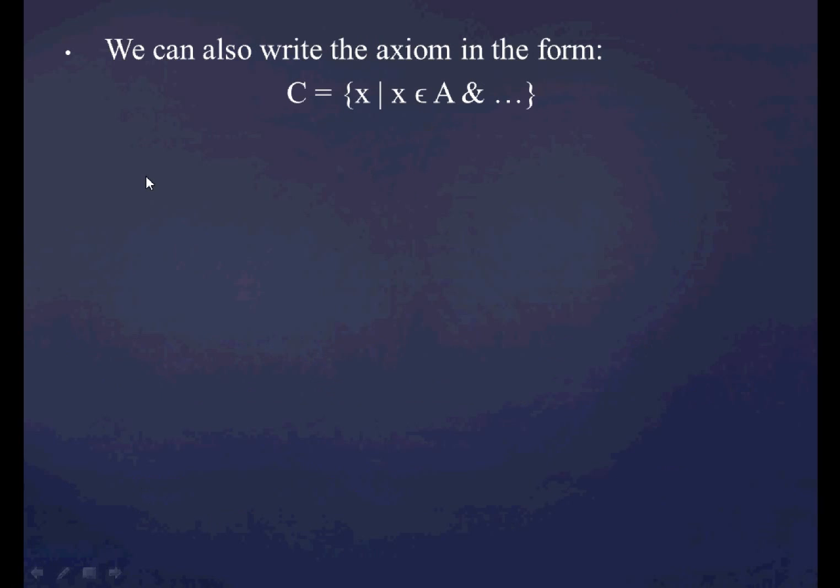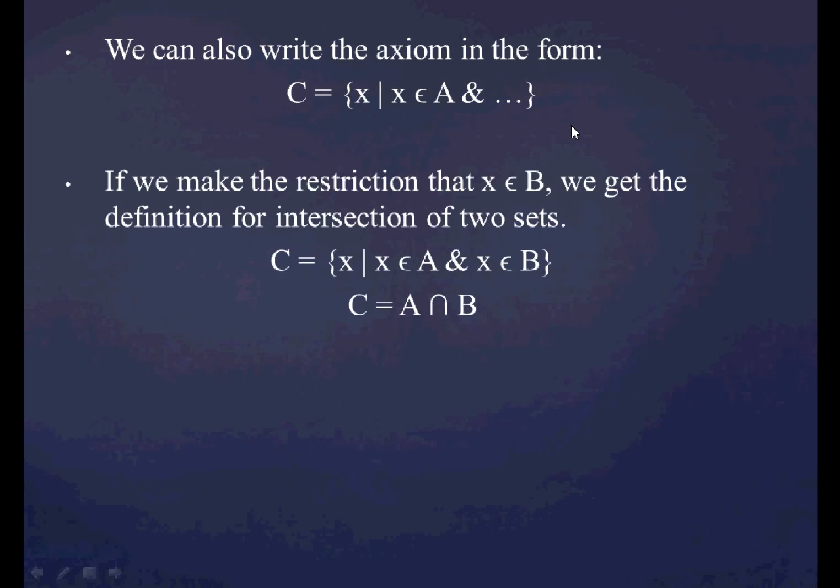So using our set builder notation, we can also write the previous axiom in the following form. So suppose I have some newly created set C. Now this is going to be all of the objects x such that those objects are in some other set A and some other condition. Now this is that vague condition that I left vague because it can be anything you like.